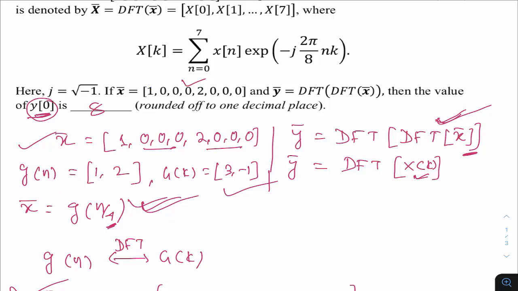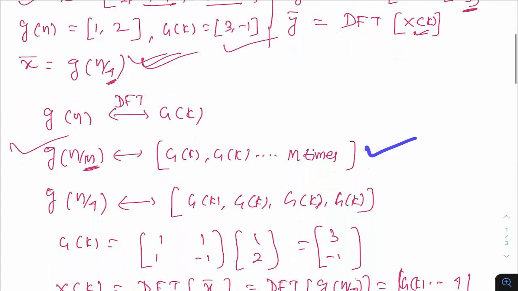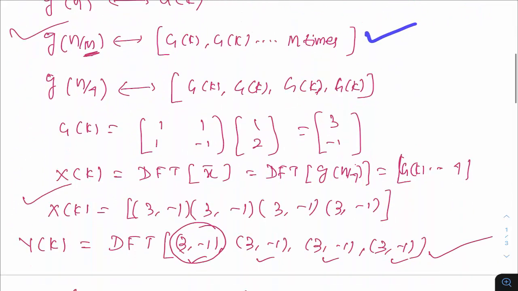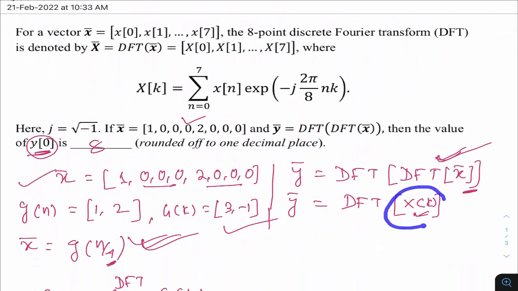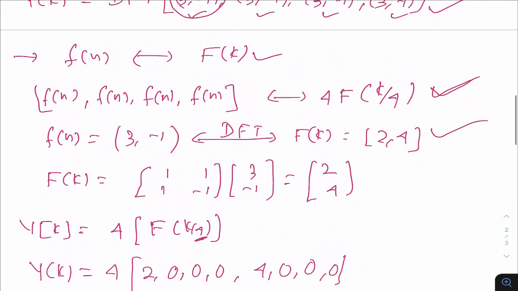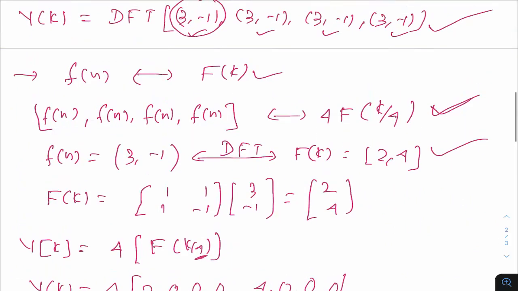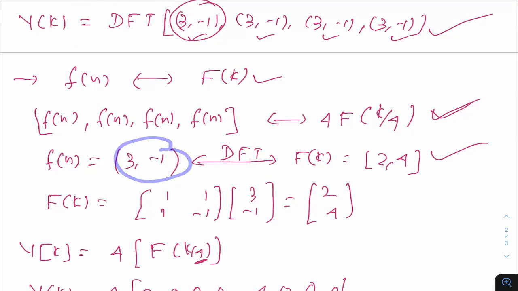Then I have to get the DFT of g of n. Using this property, I obtain the DFT of this x of n, which is x of k. We got that the answer is basically 3, minus 1, 3, minus 1, 4 times. So I got x of k. Then again I have to evaluate the DFT of this sequence. Again I have this beautiful property: if f of n is repeated 4 times, its DFT is 4 f of k by 4. And here f of n by comparison is 3, minus 1. I evaluated its DFT, which comes to 2 comma 4.